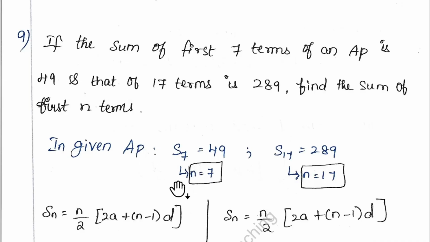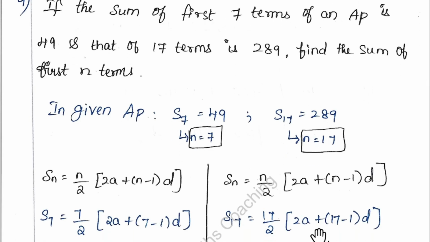So when the data is given like this, you know the value of Sn and you know the value of n. So just substitute in this big formula separately for this Sn and for this Sn. When you substitute, what will you get? Two equations, because Sn is known, n is known, a and d are unknown, right? So you'll end up with equations in terms of a and d, so you can use the elimination method. So you just take S7 as 49, n is 7. Here S17 is 289 and n is 17. Just substitute in this formula to get the two equations.